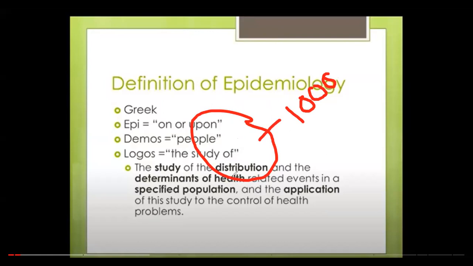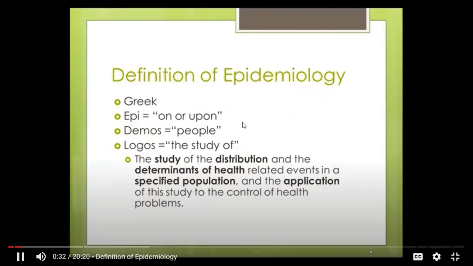So it is the study of distribution and determinants of health-related events in a specified population, and the application of this study for control of health problems. So what is the effect of this? Then you can use it for further study, or you can apply it to other populations. These are epidemiological studies.